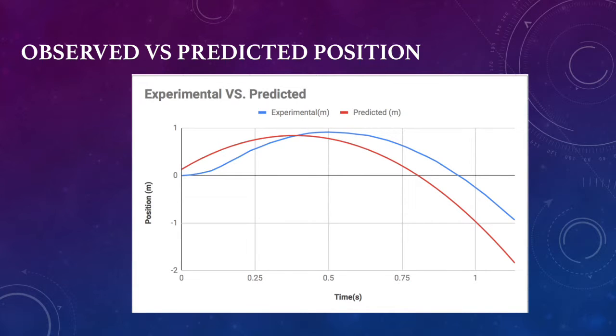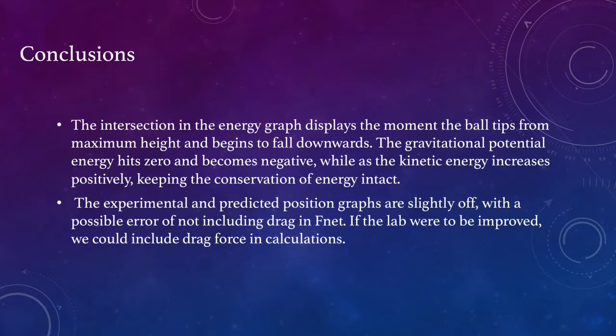In this graph, we can see the observed versus predicted position. The graph is somewhat off. We can explain this by maybe a possible drag force not being implemented into the lab. And these very things are our conclusions.